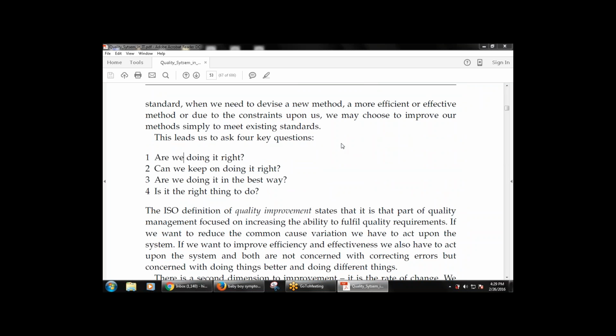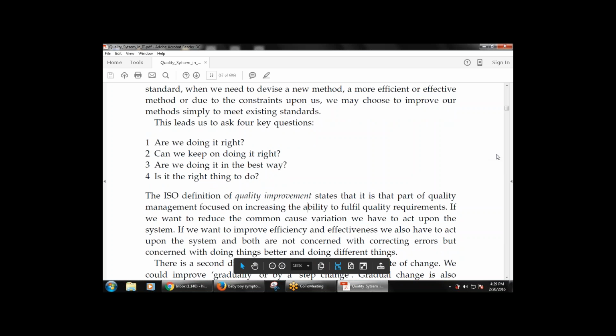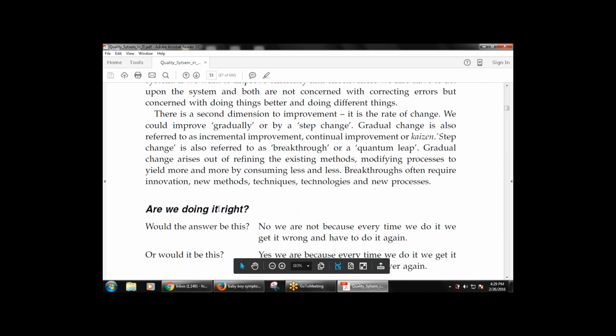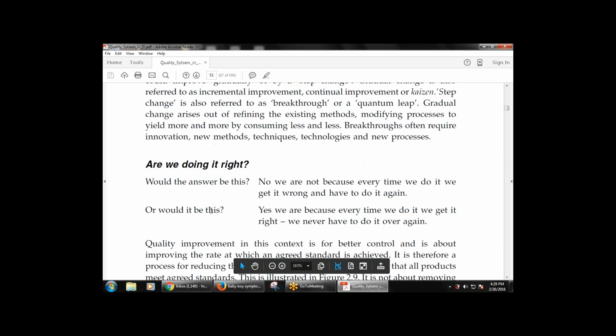That means: are we doing it right? Can we keep on doing it right? Are we doing it in the best way? Is it the right thing to do, or not? The ISO definition of quality management says it is that part of quality management focused on increasing the ability to fulfill the quality requirements. These are the questions that must be answered.